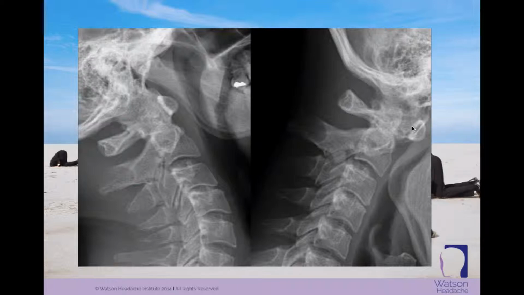Now, the diameter of the canal at this level is 3 centimeters. The cord takes up a centimetre, the dens takes up a centimetre. You've got a whole centimetre to feel for laxity. I just cannot understand why there is a need or why tests are done that reproduce the cardinal signs of cord compression.